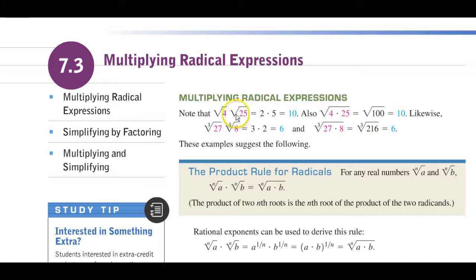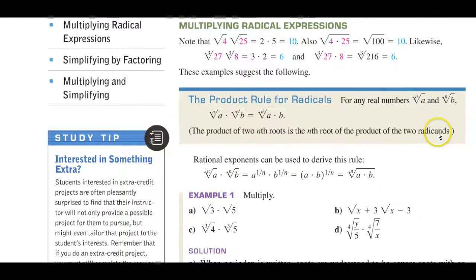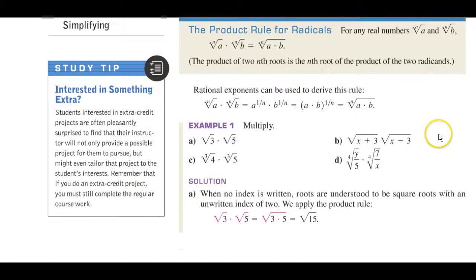So in theory, what we can do is keep in mind that as long as the index numbers are the same, we can multiply our radicands, and that will still be an answer for what we're getting. So there is the rule, and we're going to continue. Again, as you read your textbook, you look things over, you go back, you can take notes on it. Any of those things would be satisfactory and useful.